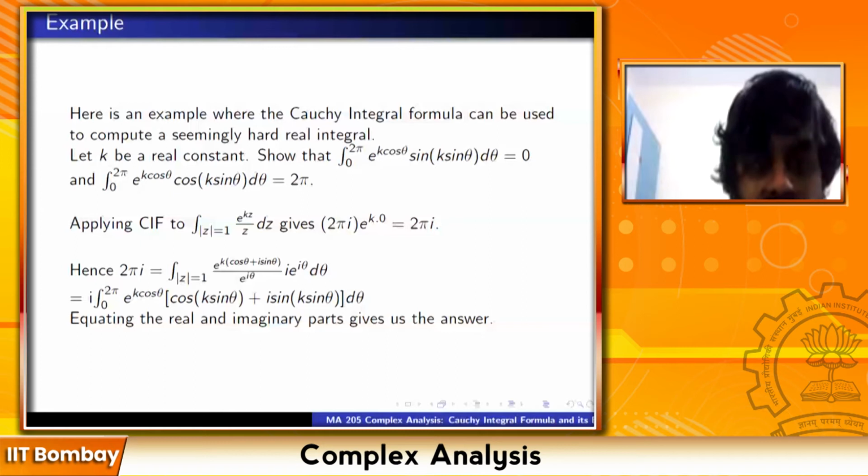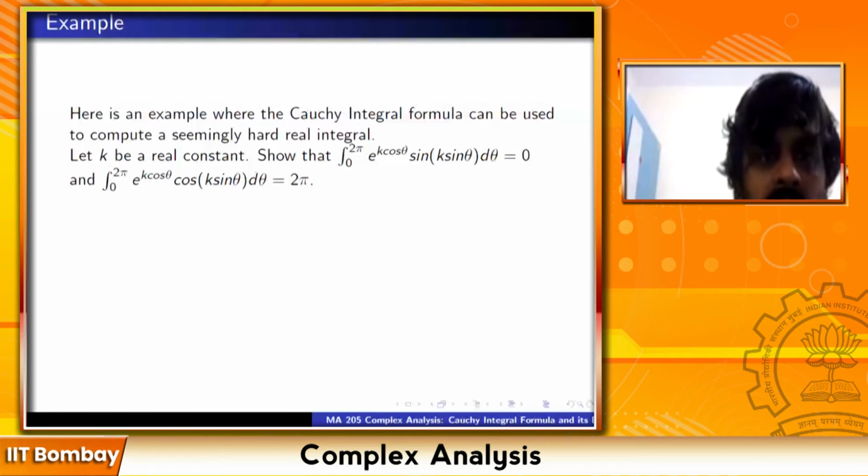So these are examples. In this course, we will see many examples of complex integration later. But let us see a little more of the theory, and then we will come to more examples. Okay, so we have discussed 4 examples of the Cauchy integral formula.